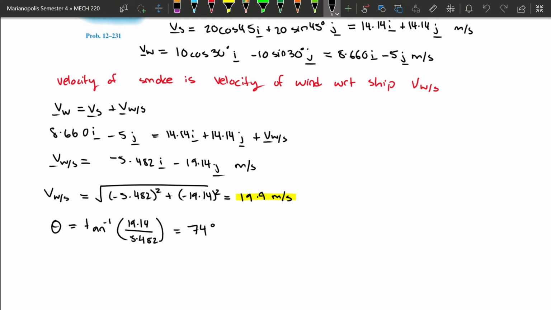Which way is that 74 degrees? We know that Vw with respect to S is negative 5 this way in the i direction and negative 19 this way. So this was our 19, this was our 5. Tan is opposite over adjacent. This is our theta here, 74 degrees. And we've solved the problem.